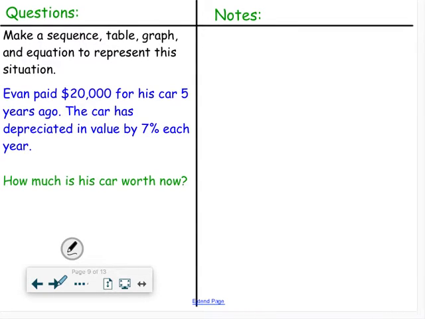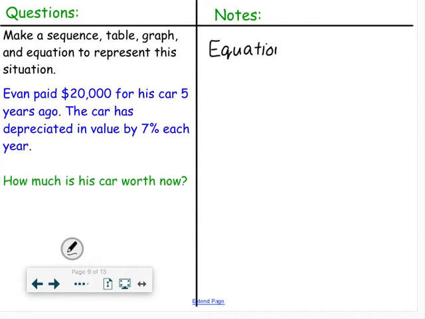Evan paid $20,000 for his car 5 years ago. The car has depreciated in value by 7% each year. How much is his car worth now? I'm going to start out by writing an equation to represent this situation.